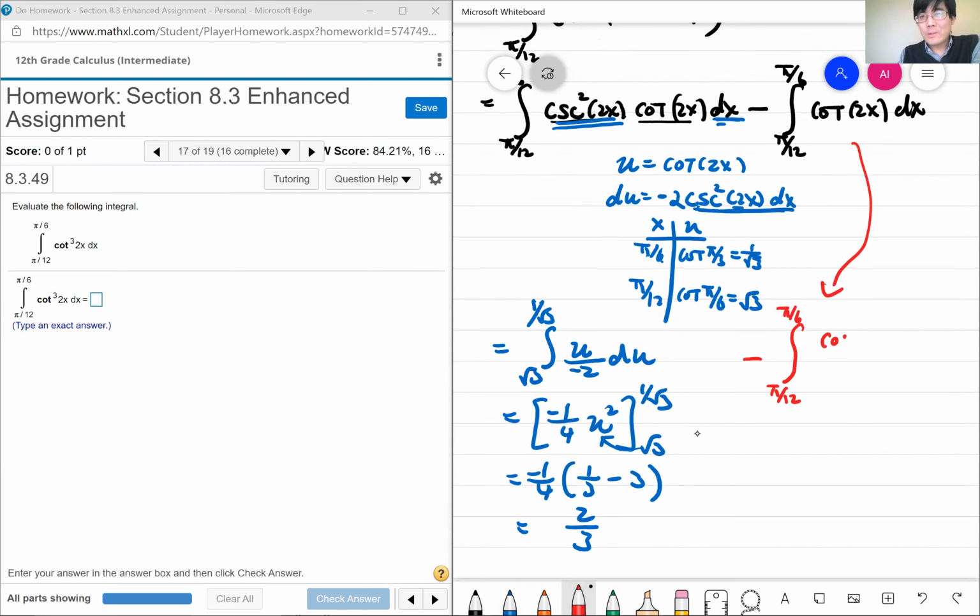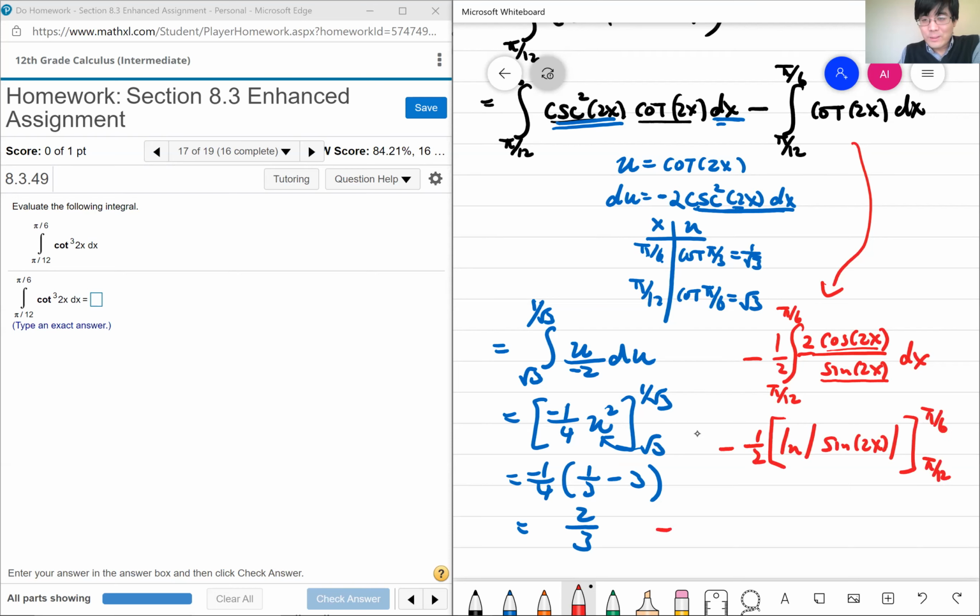This part is the same thing as cosine 2x over sine 2x. So derivative of the denominator is basically the numerator with just a missing 2. So let's multiply top and bottom by 2, like this. So derivative of the denominator is numerator. So its integral is negative 1/2 ln of the denominator. Okay, now plug in these values. So it's going to be negative 1/2 times ln of sine pi over 3 minus ln of sine pi over 6.